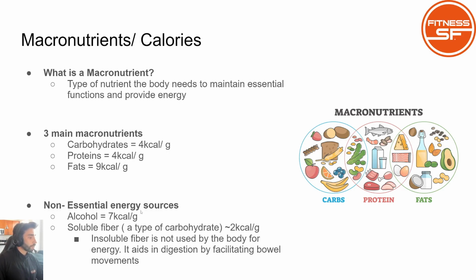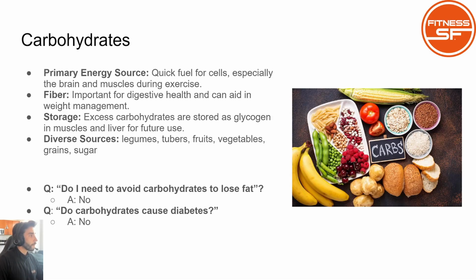And then we have non-essential sources: alcohol, 7 calories per gram. That's something that a lot of people have trouble with, cutting out alcohol and kind of holding them back on their goals. A lot of calories in alcohol. And then we also have soluble fiber, which is a type of carbohydrate, but our bodies can't naturally digest it. So soluble fiber gets to the gut, your gut bacteria converts it to short chain fatty acids, and then you get to absorb about half of those calories basically. Insoluble fiber is not used by the body. We can't break it down. It kind of goes in and out, helps you with your bowel movements.